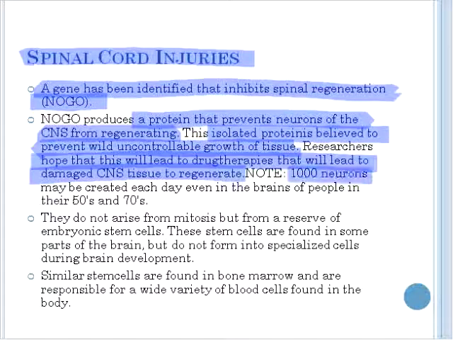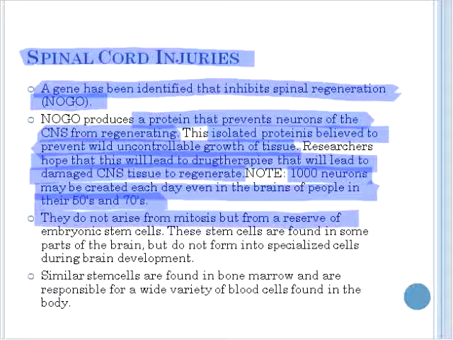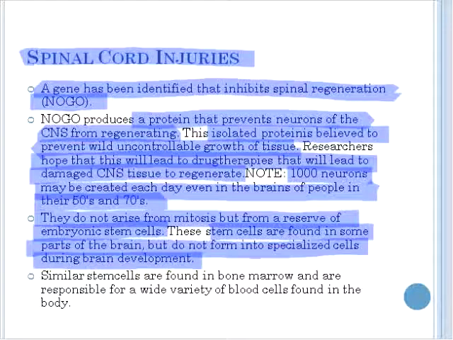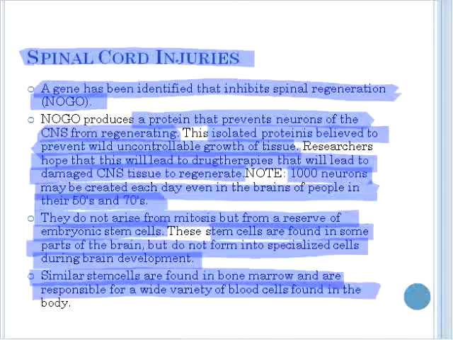We know that 1,000 neurons might be created each day, even in the brains of people in their 50s and 70s. These new nerve cells do not arise from mitosis, but from a reserve of embryonic stem cells. These are found in some parts of the brain, but do not form into specialized cells during brain development. Similar cells have been found in bone marrow, and they're responsible for a wide variety of blood cells found in the body.